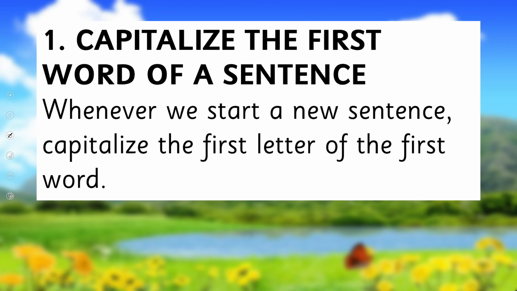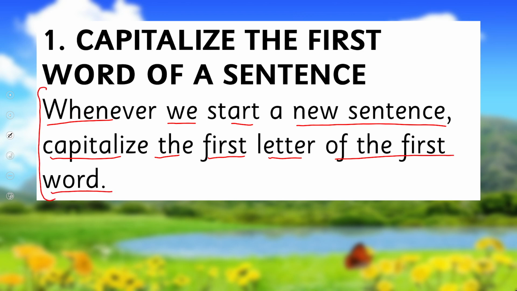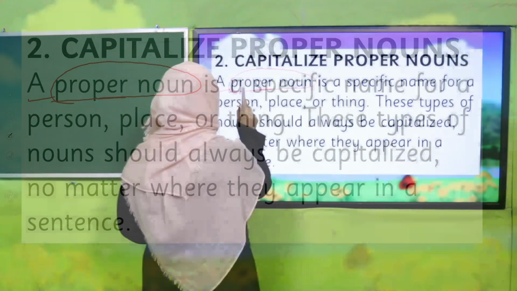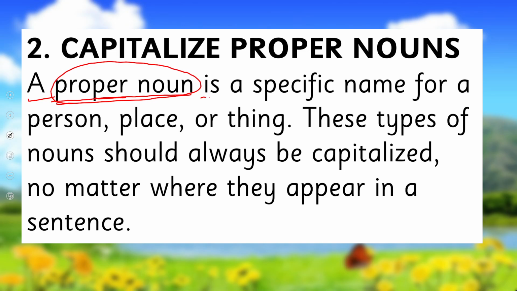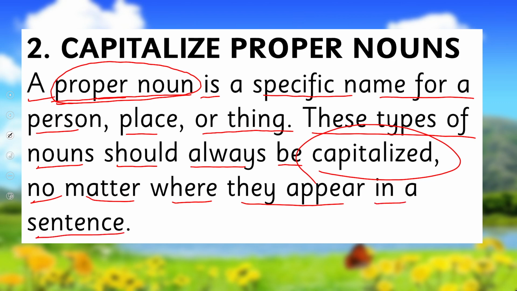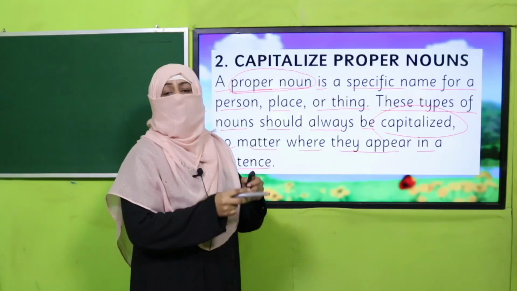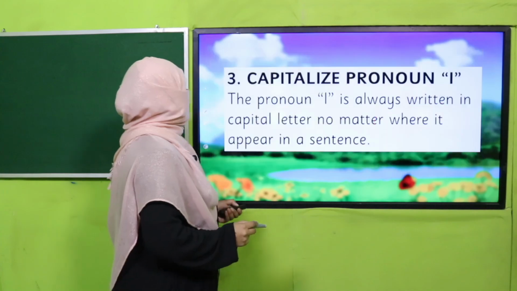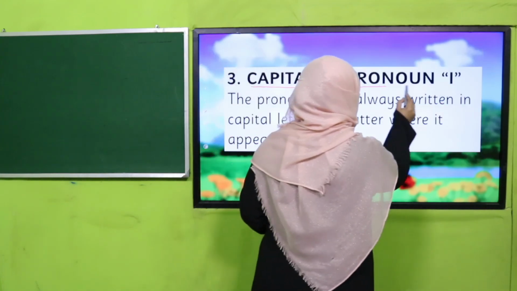We use capital letters whenever we start a new sentence. Capitalize the first letter of the first word, either in an individual sentence or in a paragraph. A proper noun: yesterday we learned about proper nouns. I hope you remember. Whenever we write a proper noun, it's a specific name for a person, place, or thing. These types of nouns should always be capitalized no matter where they appear in a sentence. It's not necessary that they come at the beginning of the sentence. Even in the middle of the sentence, if you want to write a proper noun, you should capitalize it. All right? And we capitalize the pronoun I.